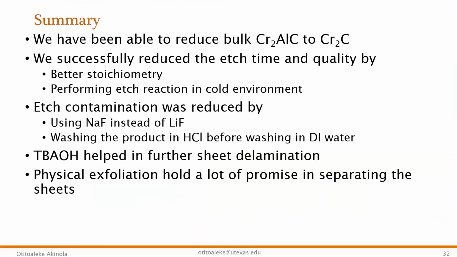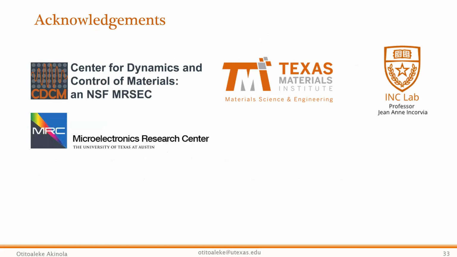So in summary, we've been able to reduce the bulk chromium aluminum carbide to chromium carbide. We have also been able to reduce the etch time and increase the quality by better stoichiometry and performing the etch reaction in cold environments. The etch contamination was reduced by using sodium fluoride instead of lithium fluoride and washing in HCl before DI water. The tetrabutyl hydroxide helps in further sheet delamination, and physical exfoliation holds a lot of promise in separating sheets. Thanks to our collaborators, and nice talking to you.